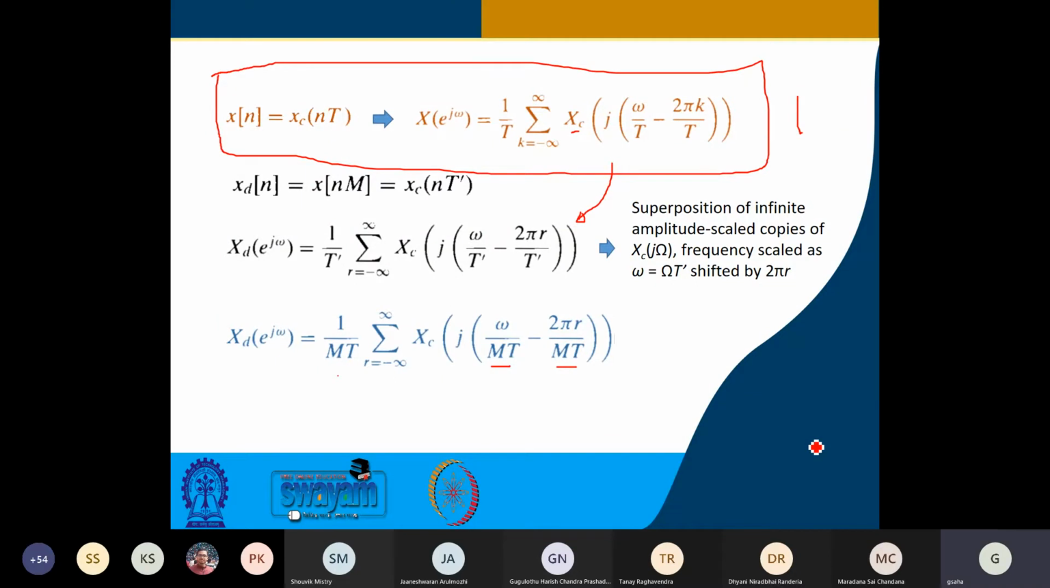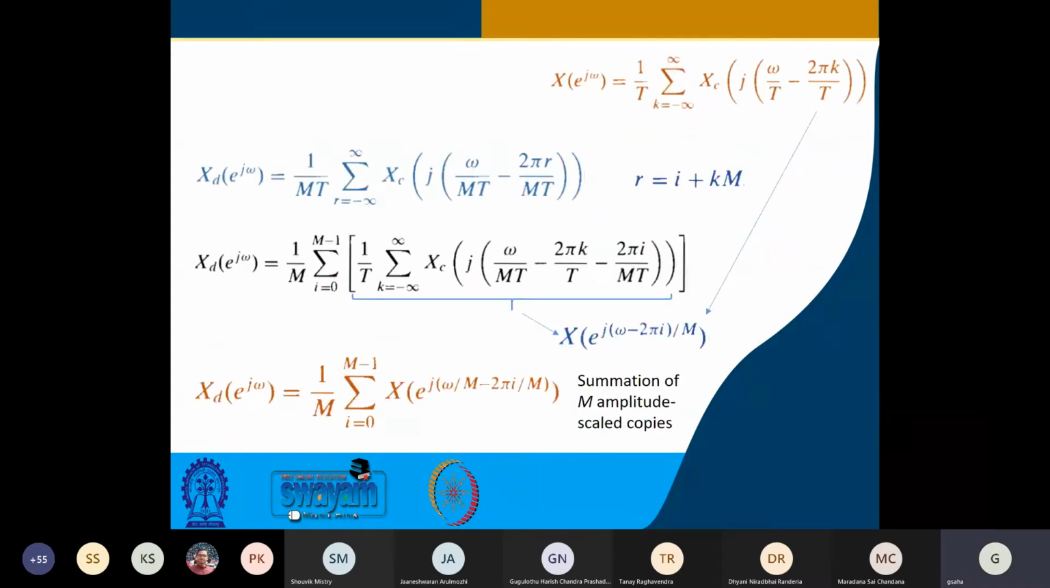I'm just keeping this slide for a few seconds. We are employing the basic relationship that we derived before, right? So instead of T, we are writing T prime, and then we are using the relationship T prime is M T. Right. Now there is something which let us take note of.